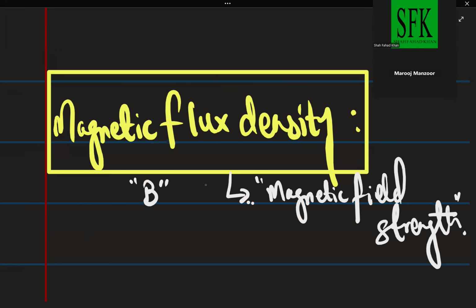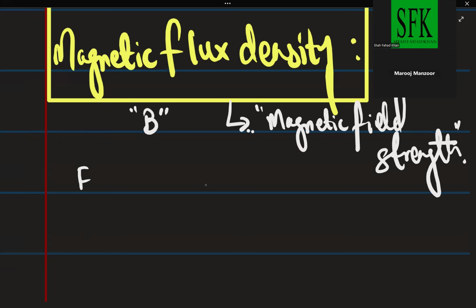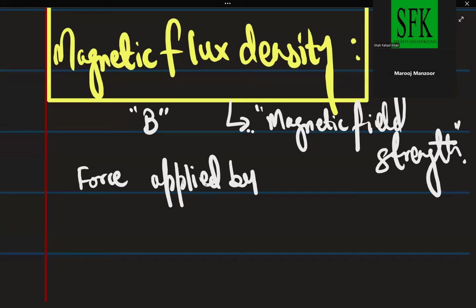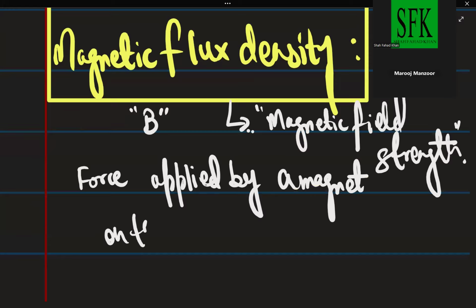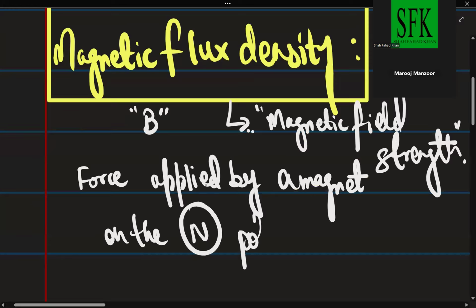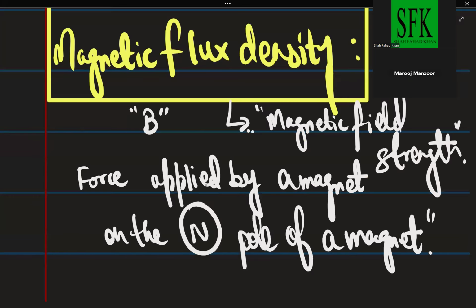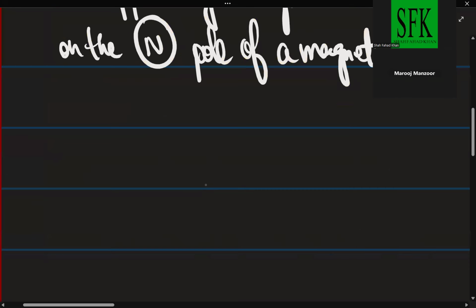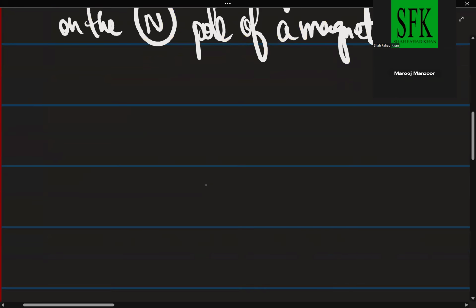Understood? And yeah, by definition, it is the force applied by a magnet on the north pole of a magnet. Okay? Anyways, we don't really have a very standard definition, nor is it even tested. But the units are tested and the concept is tested. B represents magnetic flux density. The unit is Tesla, represented by capital T.